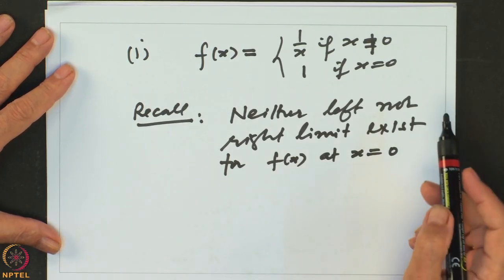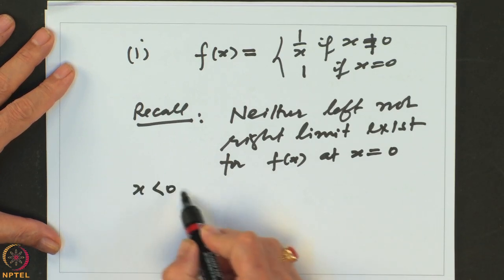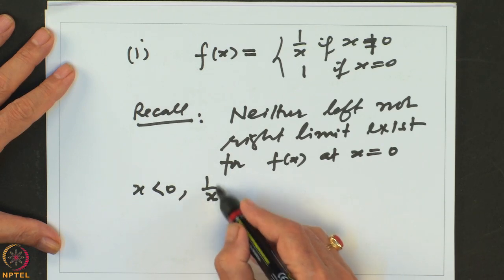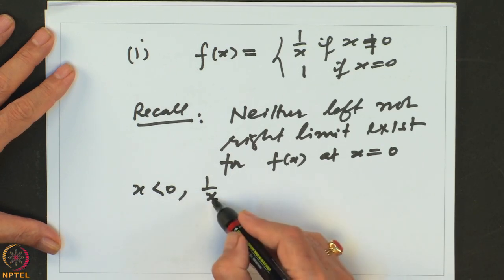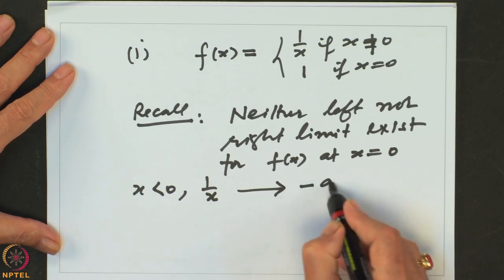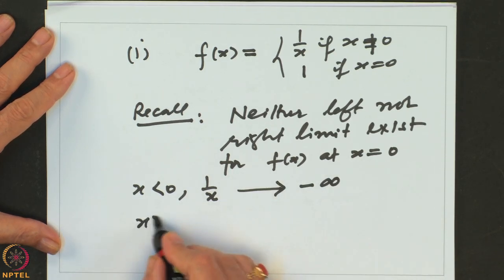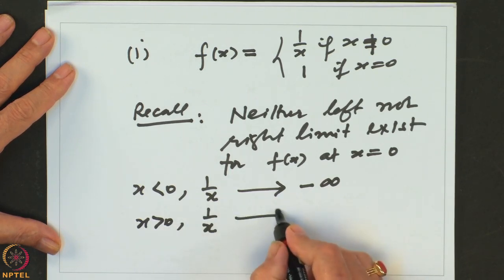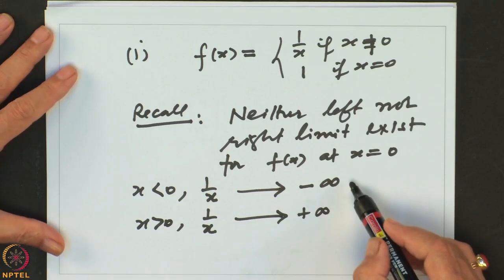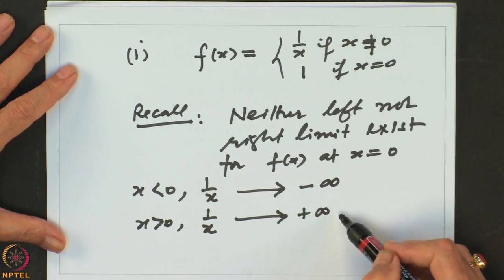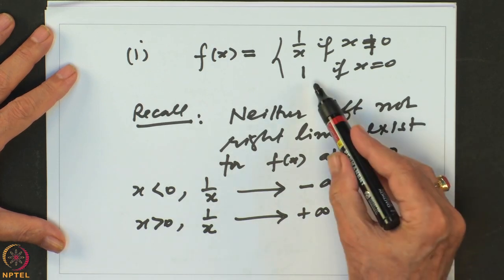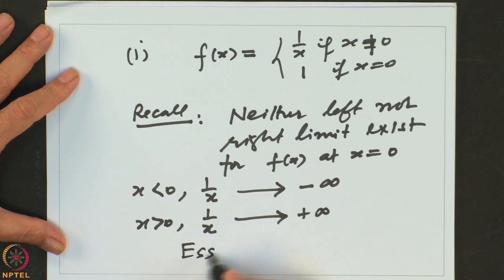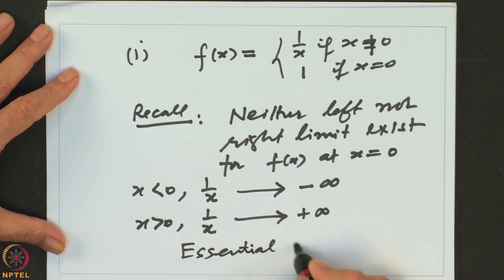Because why is that? If x is less than 0, then 1 over x is a negative quantity, and as x becomes closer and closer to 0, this will go to minus infinity. And if x is bigger than 0, then 1 over x is positive, and as x becomes smaller and smaller, that will go to plus infinity. So, neither the left nor the right limit for this function at this point exists. Even though the function is defined equal to 1, it does not matter. This is an example of an essential discontinuity.